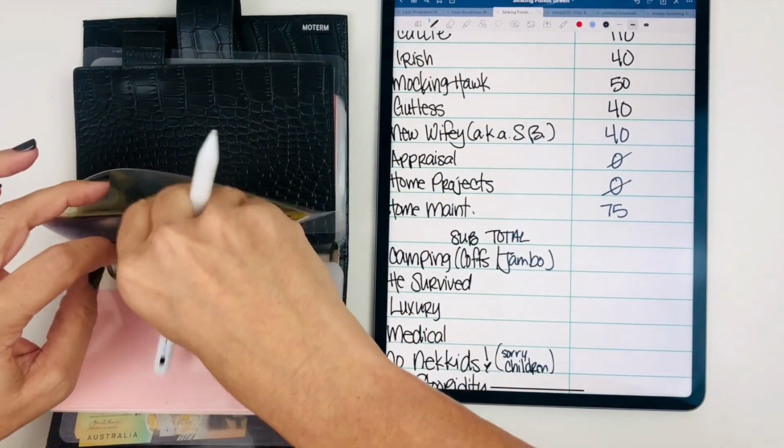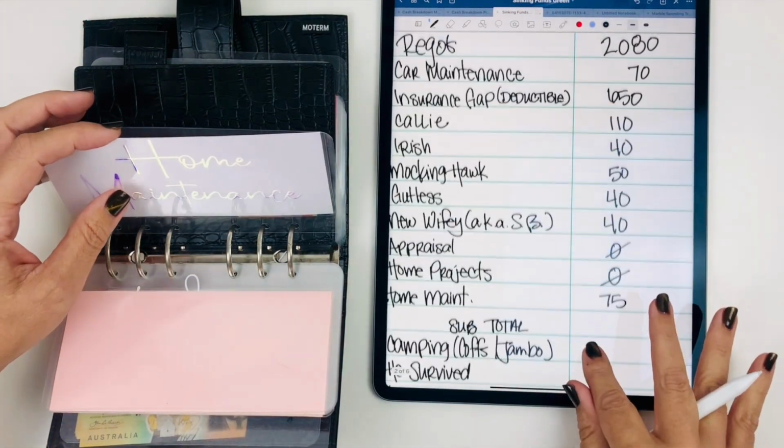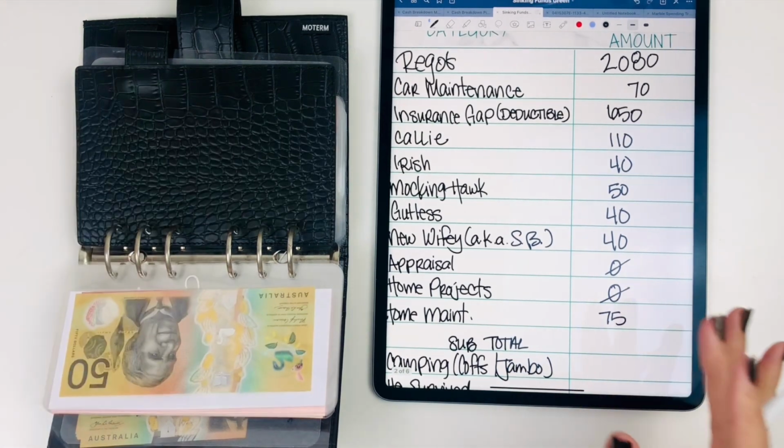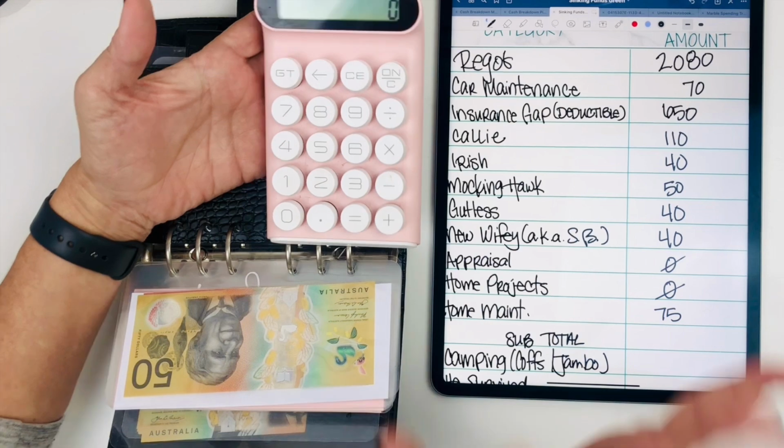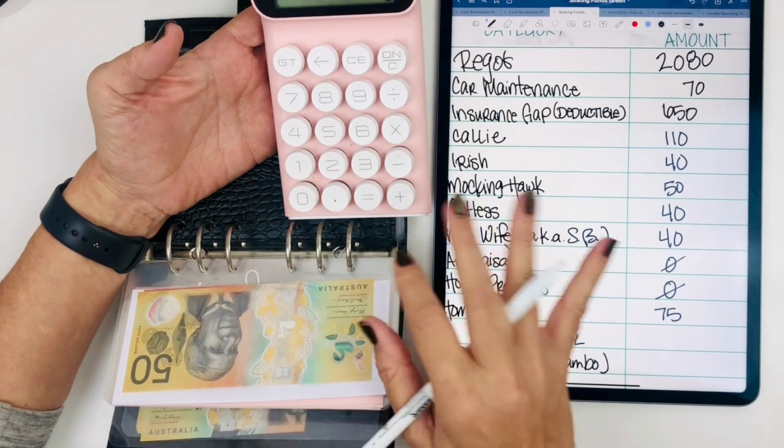And just for the sake of keeping things a bit simple, we'll grab my calculator, just because I love the sound of a mechanical calculator.